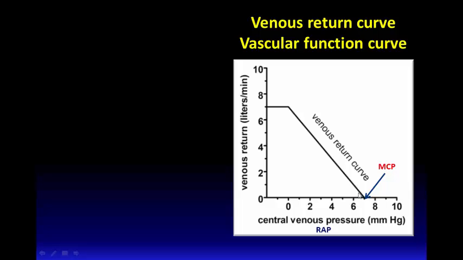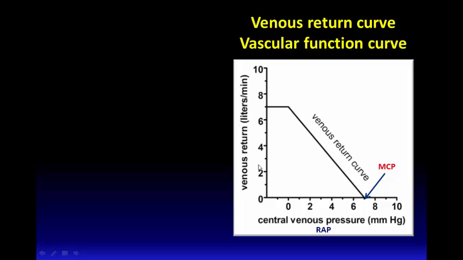As the right atrial pressure, as the central venous pressure decreases, a pressure gradient is now established between the venous pressure nearest to the tissues and the venous pressure nearest to the heart, and the venous return increases. And at a value of approximately positive 1 millimeter of mercury, which is the normal right atrial pressure at rest, the venous return is approximately 5 liters per minute.